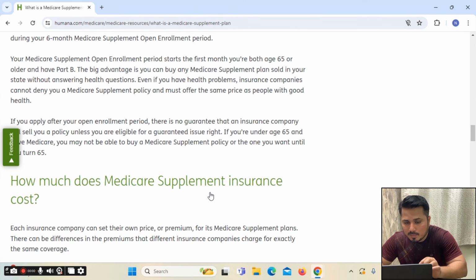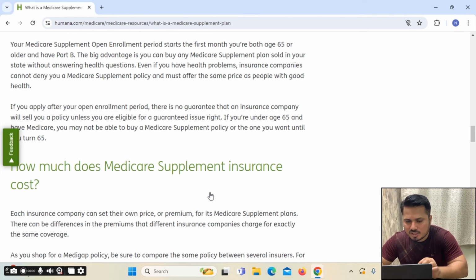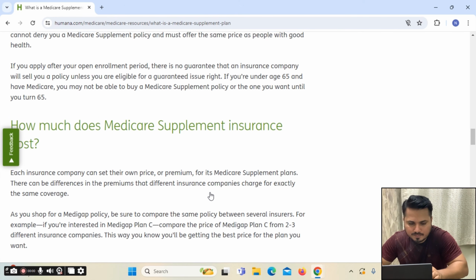The Medicare supplement open enrollment period starts the first month you are both age 65 or older and have Part B. The big advantage is you can buy any Medicare supplement plan sold in your state without answering health questions. Even if you have health problems, insurance companies cannot deny you a Medicare supplement policy and must offer the same price as people with good health.